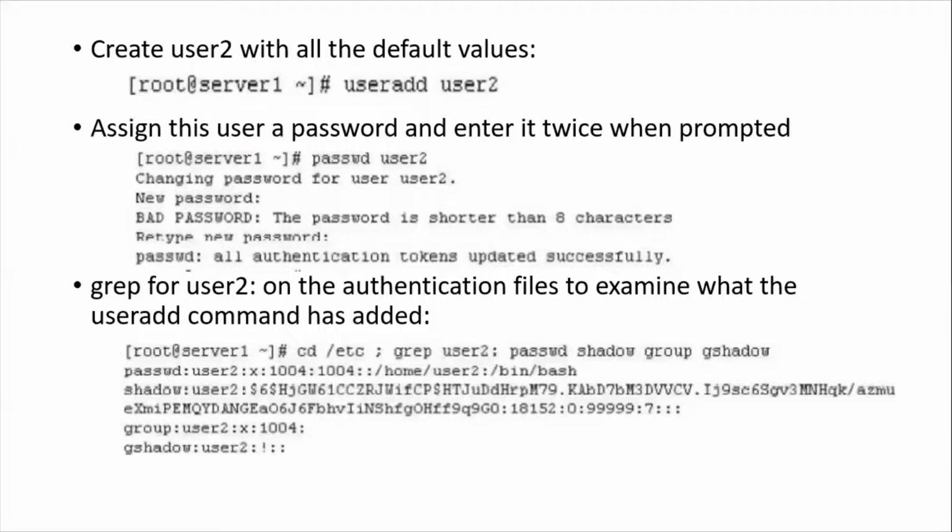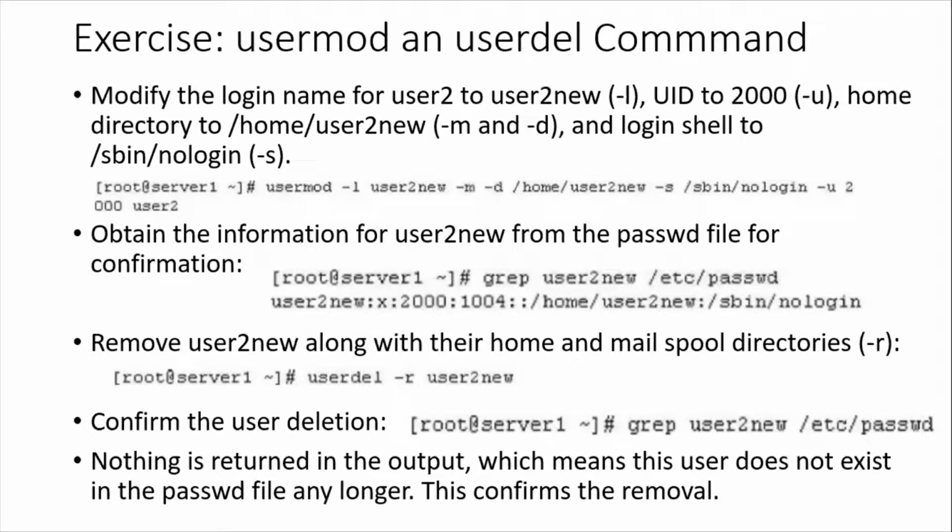From there, let's move on to the next exercise, where we will use the usermod and userdel commands. We modify the login name of the user to user2new with the -l switch, the UID to 2000 with -u, and we can also change the home directory to /home/user2new with the -m and -d switches, and the login shell with -s.